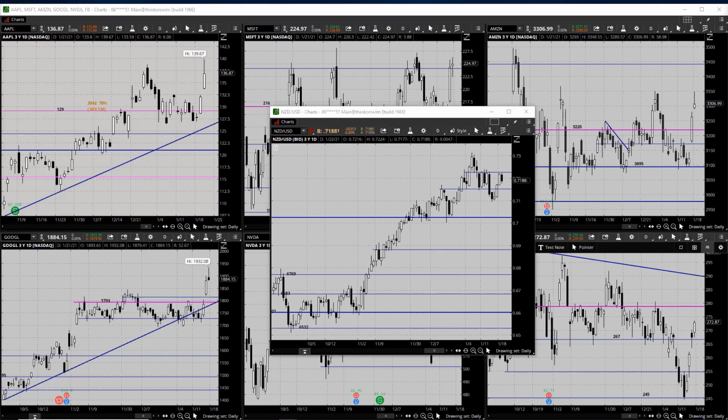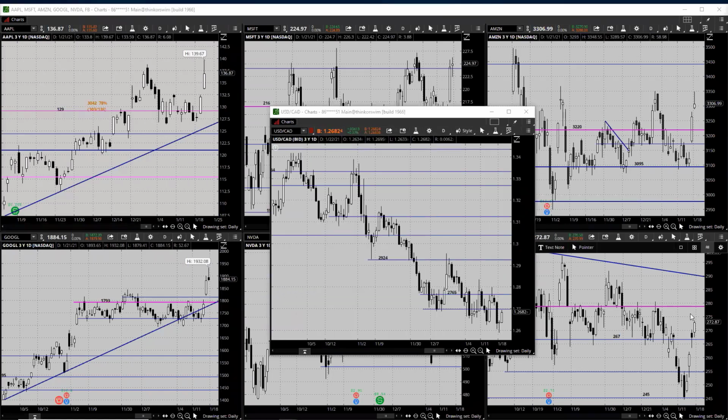Take a look at the CAD, which we did actually see a reversal yesterday. See this mini hammer and a little bit of follow through here. And guess where the resistance is? You got it right there, that level. Looks like we just tagged that right now.